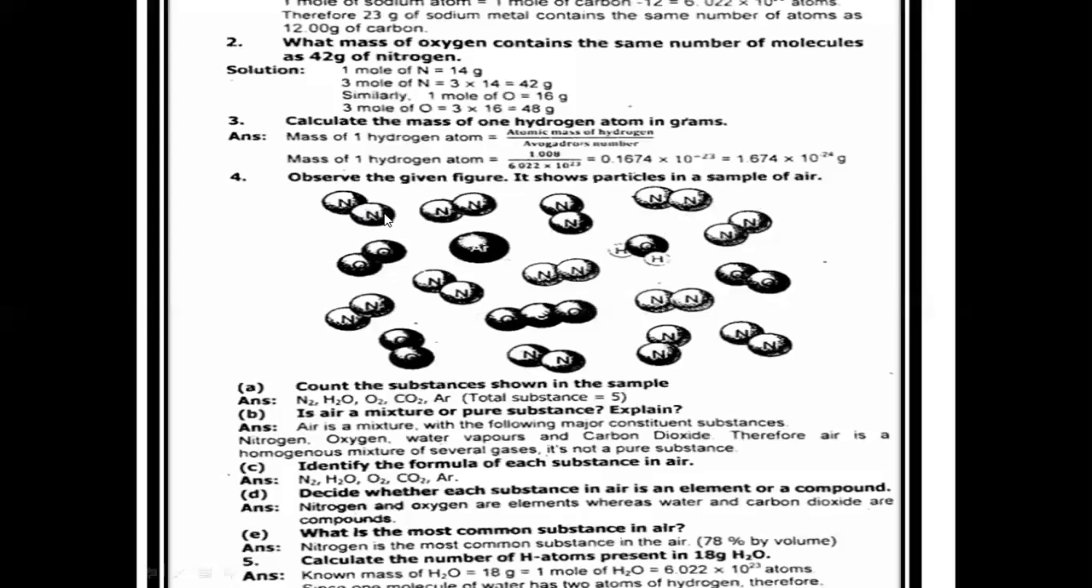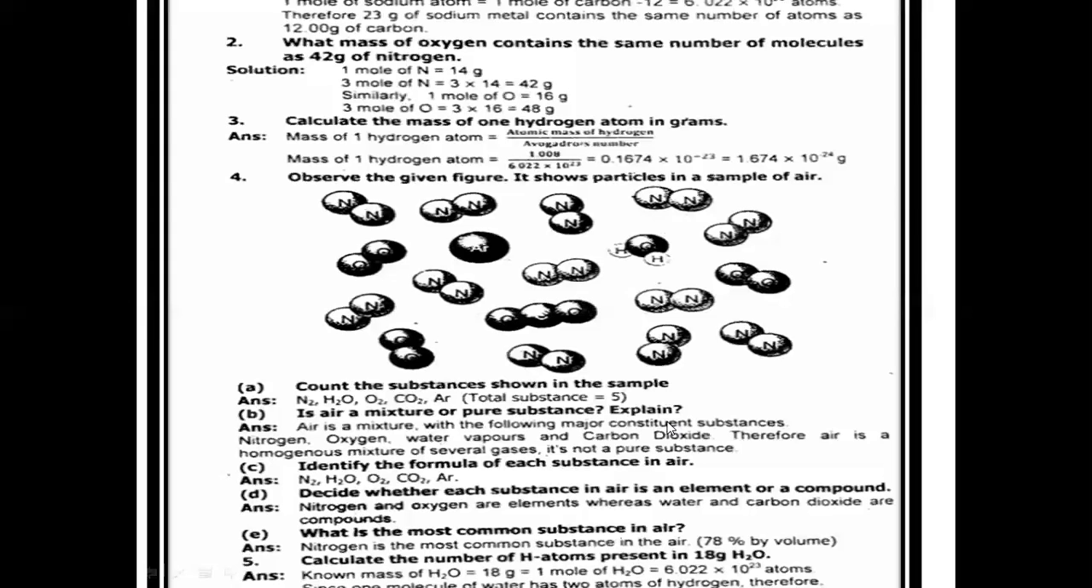So nitrogen gas, N2, H2O, water, O2, CO2, argon, Ar. These samples are present. So how many? Nitrogen, water, oxygen, carbon dioxide, and argon. Total 5 substances are there. How many substances? 5. Is air a mixture or pure substance?